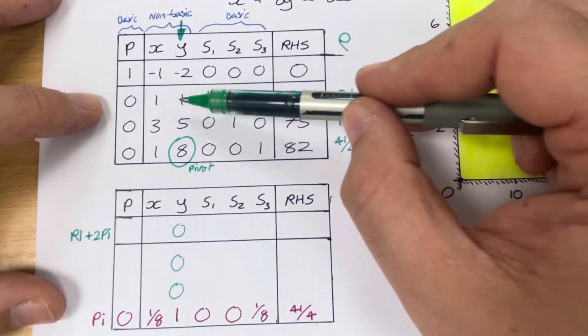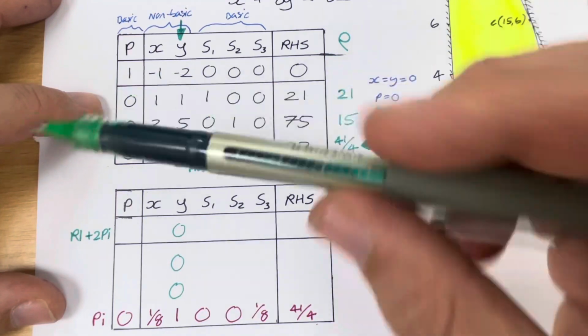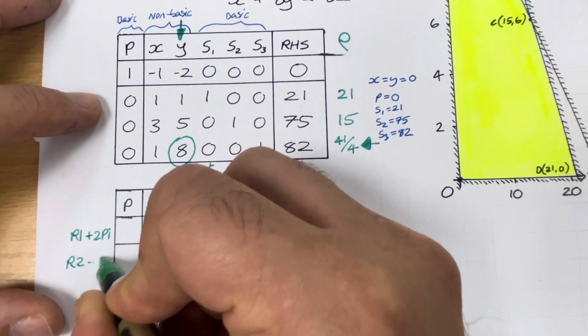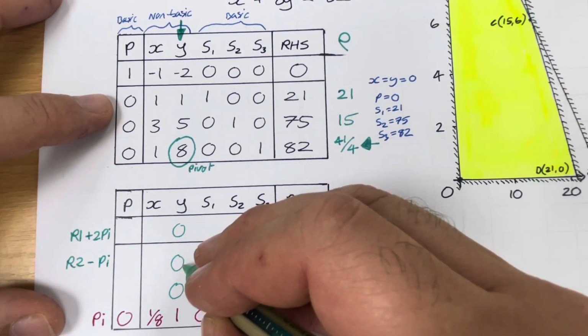Do the same thing to this one, except I don't want to add 2 multiples of the pivot row. I want to subtract 1 multiple of the pivot row. So I'm going to denote that as row 2 subtract the pivot row. Okay, that will be the 1 minus the 1, which will make that a 0.